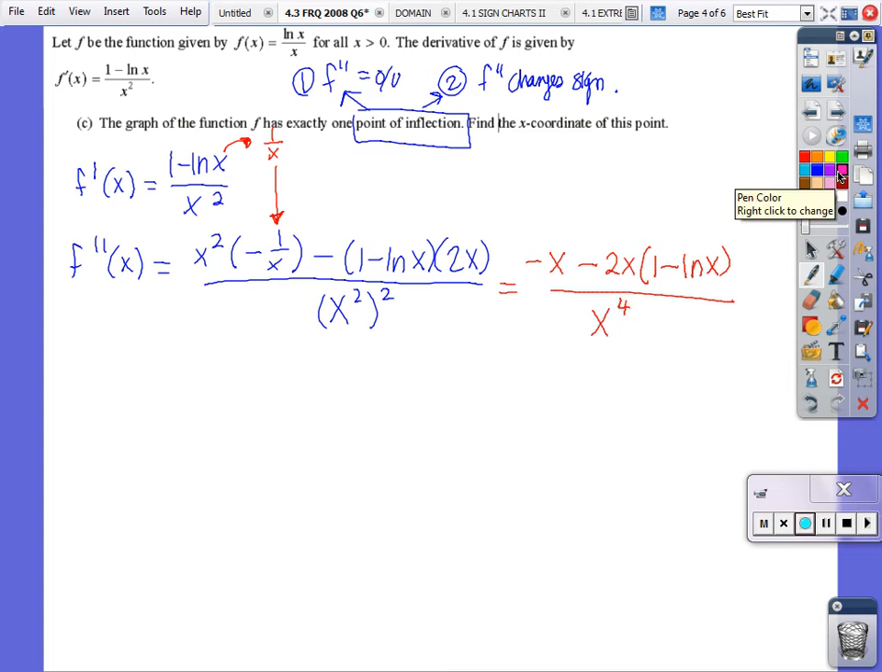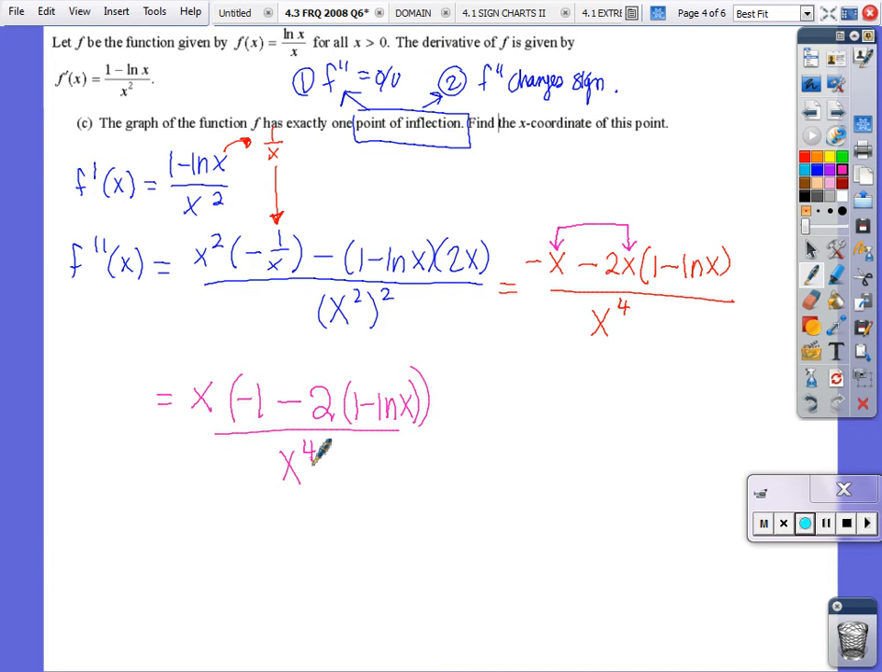Let's see, I could do a few things. Some of you are going to have a hard time looking at this, but I'm actually going to factor out this common x. If I take out an x, the first term has a negative 1. The second term has negative 2 times (1 minus ln of x), all over x to the fourth.